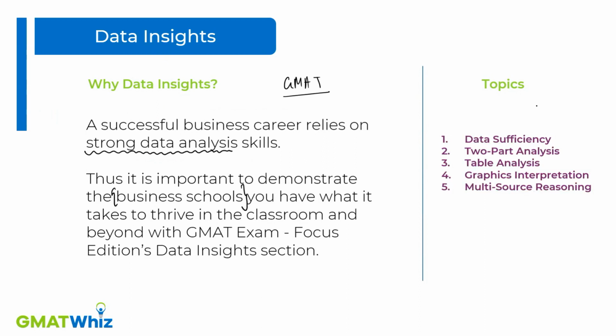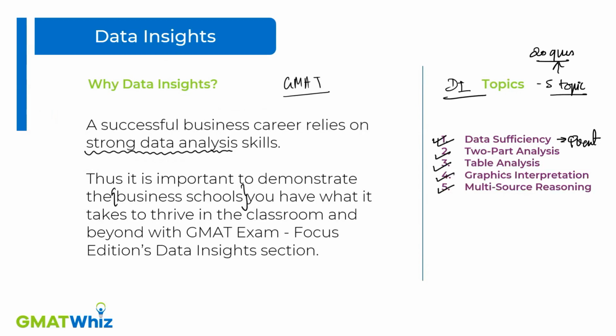So what topics come in DI? The DI topics are pretty simple. We have data sufficiency, which was in quant earlier, but right now it is in the data insights part. Then we have two-part analysis, table analysis, graphical interpretation, and multi-source reasoning. There are basically five topics under DI, and we will be given 20 questions out of them, so roughly 4 to 5 questions per topic will be given. So 4 to 5 DS questions, if you are asking about this, Narendra.